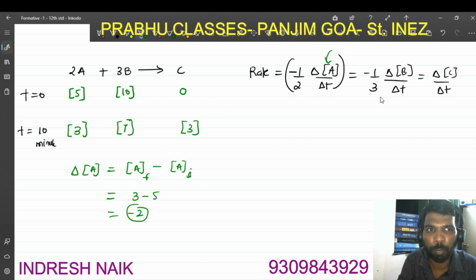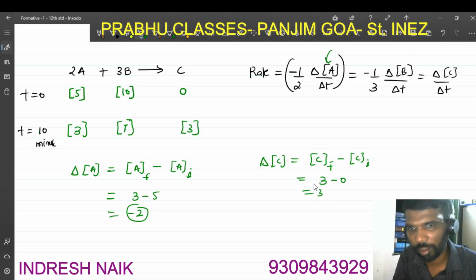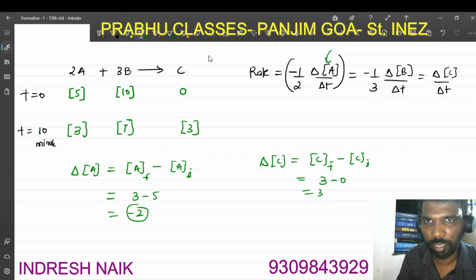Now think for the product side. We don't put any negative sign, but we keep that as positive only. Why? If you want to find delta C, it will be the concentration of C final minus the concentration of C initial, right? So the concentration of C final is 3, initial is 0. So this itself is a positive quantity. We don't require a negative sign. Yes, this is done.